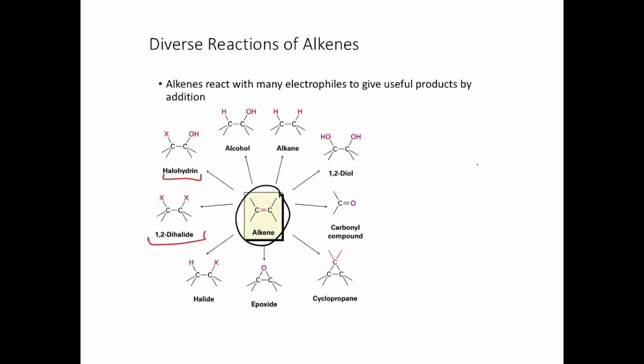But in subsequent videos, you'll learn how to convert an alkene to an alcohol, an alkane, a 1,2-diol, a carbonyl compound, a cyclopropane, an epoxide, and you've actually already learned how to convert it to a halide.